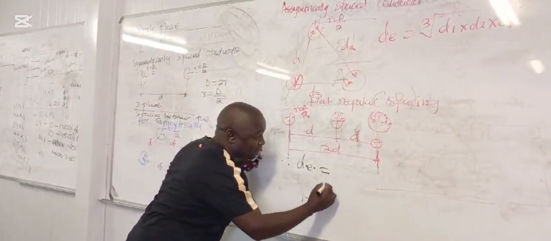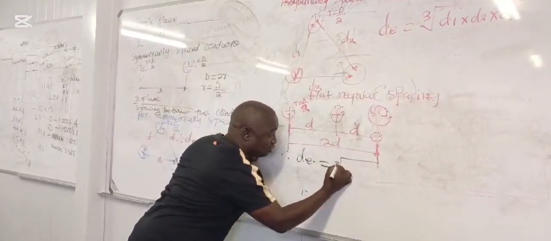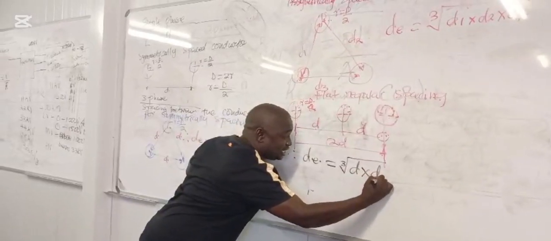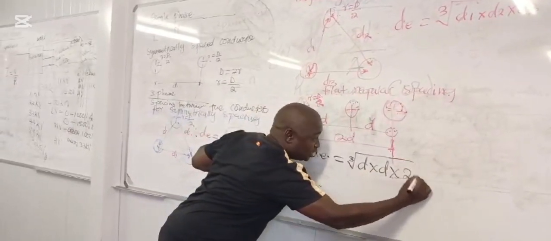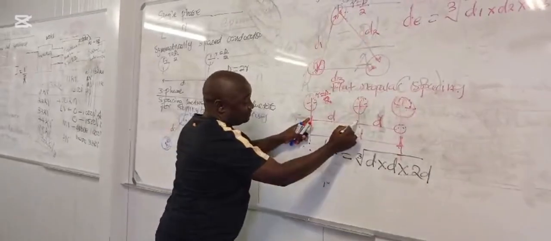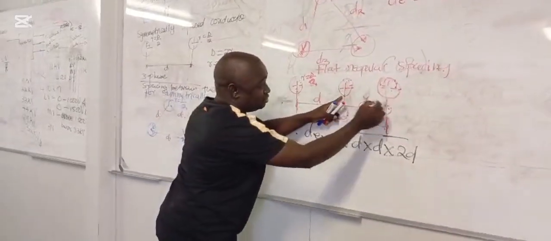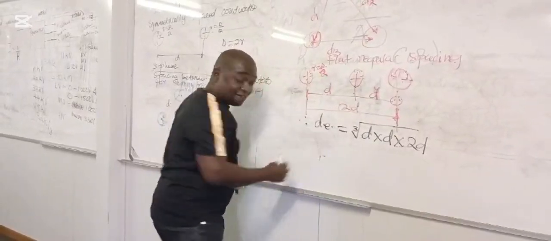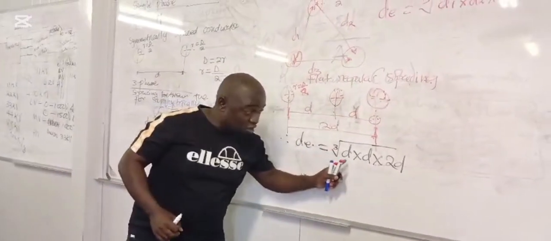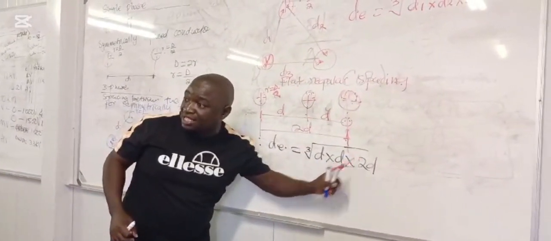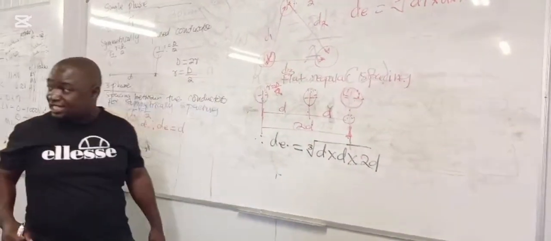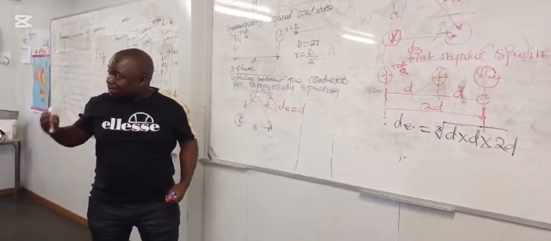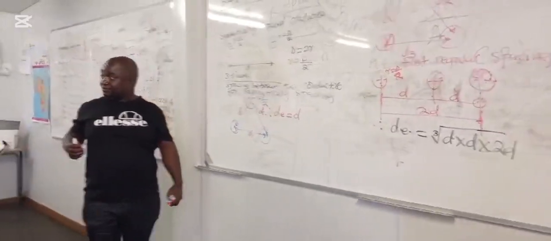Therefore, the equivalent spacing of the conductors for flat regular spacing is given by the cube root of D multiplied by D multiplied by 2D. This is the spacing face to face, the spacing between all the faces. Are we together? This gives us D equivalent as the cube root of D times D times 2D. That will be the equivalent spacing for a flat regular spacing. Any question there? Are we still together?